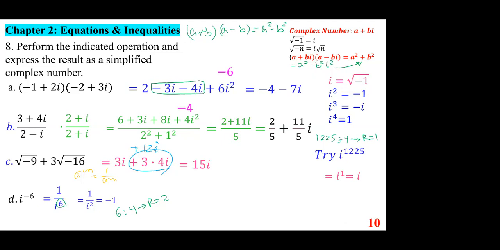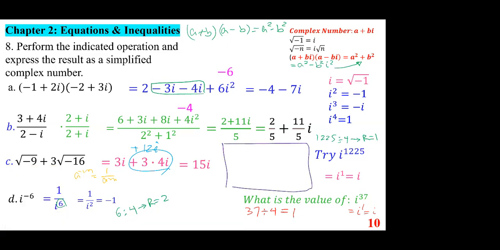Here's another example. Let's divide 37, everybody. Let me use a different color on that. Okay, let's divide 37 by 4. Again, the remainder is 1. So this is i to the power of 1, or i. Let's do one more example. Okay, let me use a different color now. Let's say i to the power of 103.